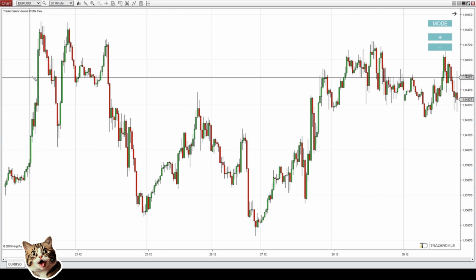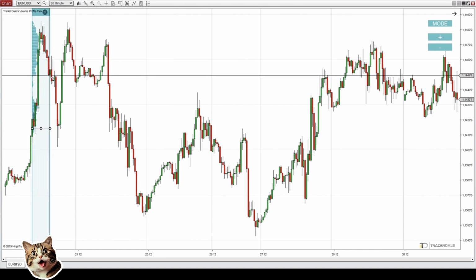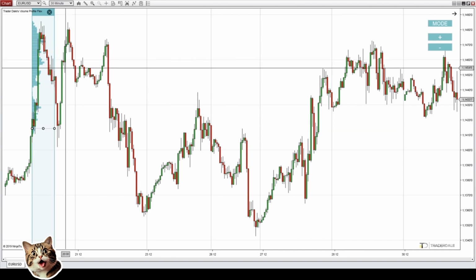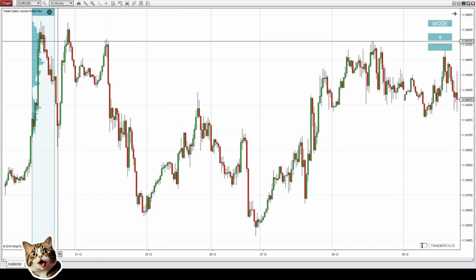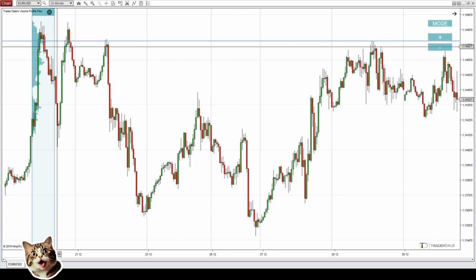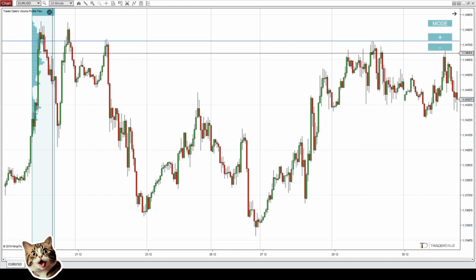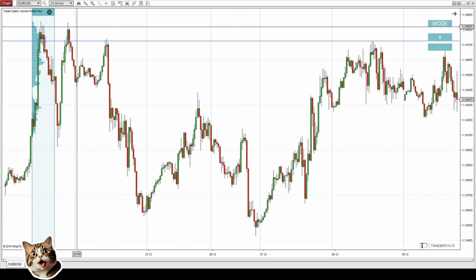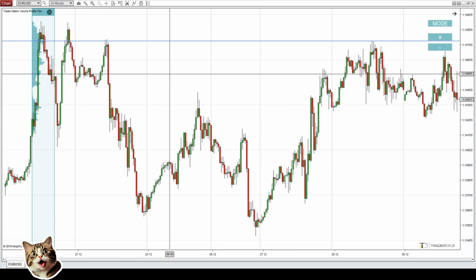So what you do is you draw the profile over the rejection area like this or like this. And in this case, you can see that the heaviest volumes were in here. This is the most significant volume cluster within the rejection. Right there was the reaction. But if you measure the distance, then it was only over 7 pips. So this trade would actually end up as a losing trade. So this time it didn't really work.